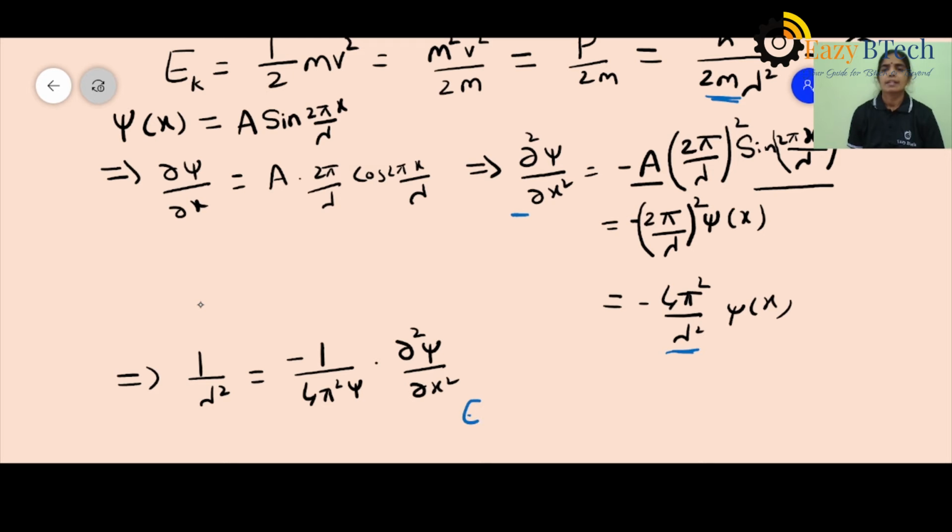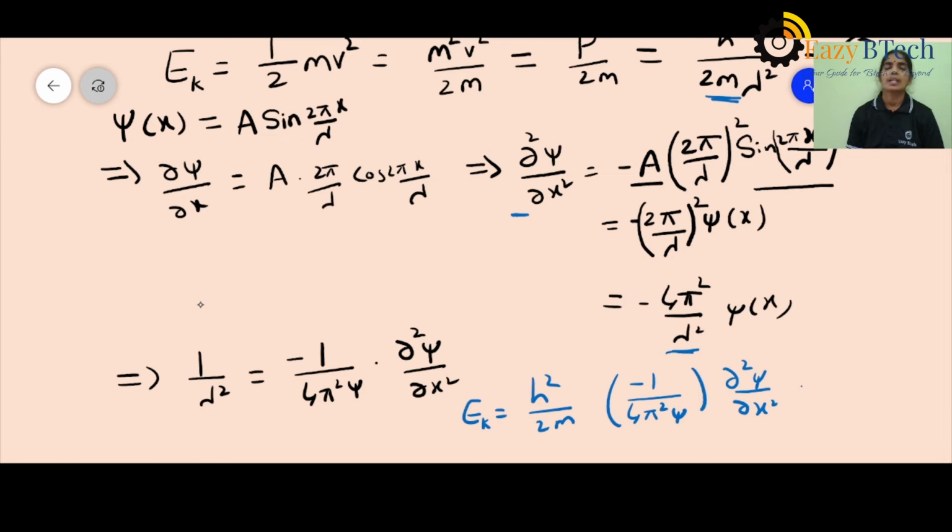Then my kinetic energy becomes h square by 2m. Instead of 1 by lambda square, I write minus 1 by 4 pi square psi into dou square psi by dou x square. This represents the kinetic energy.